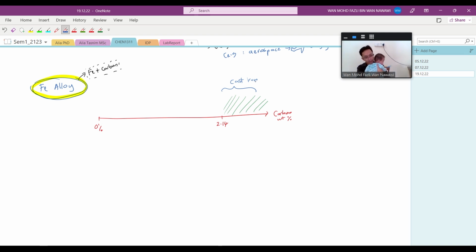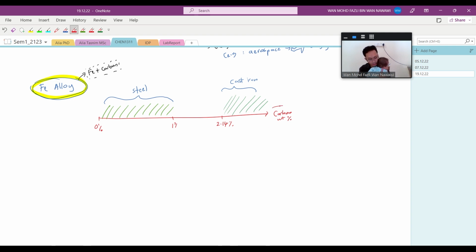If the carbon, let's say I put 1% here, if the amount of carbon is less than 1%, we call this steel. So that is basically the difference between steel and cast iron. For cast iron, you have around 2.5% of carbon content inside the ferrum.